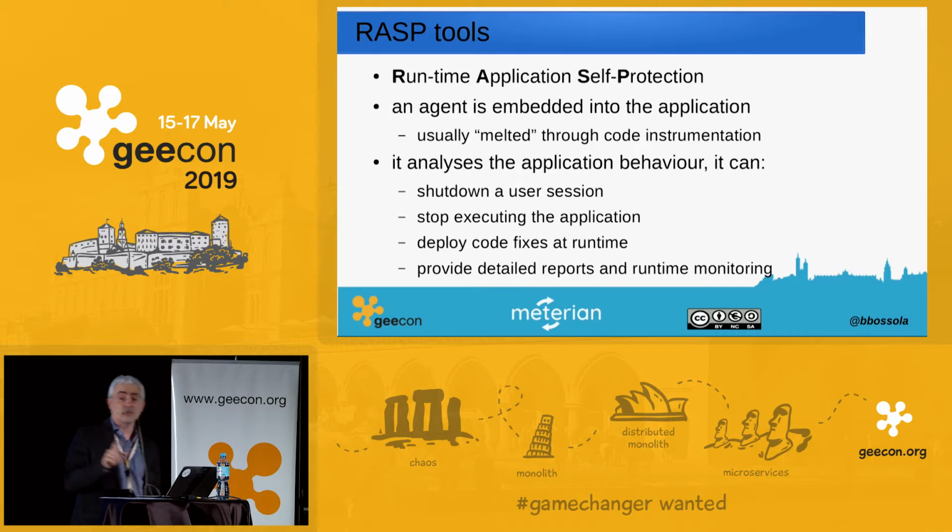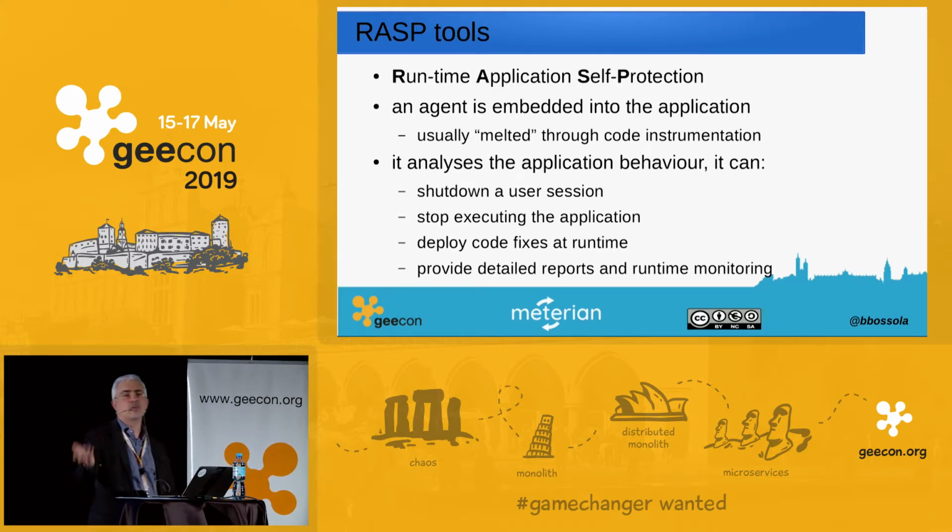Then I want to demo these ones. This one I like. Those are the RASP tools. RASP stands for Runtime Application Self-Protection. And those are the most modern tools available in the market today. So how do they work? They inject an agent inside your application, and this agent instruments the code. It's basically code instrumentation, like when we do performance analysis, and then it's active inside your code.